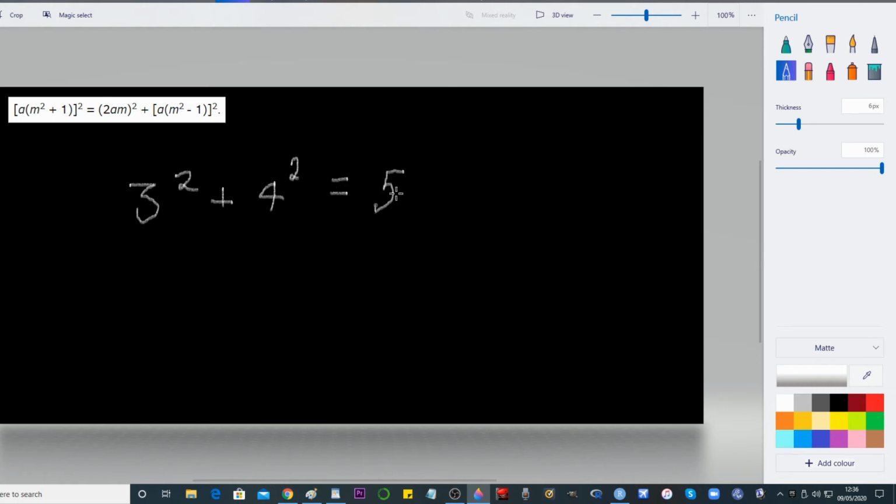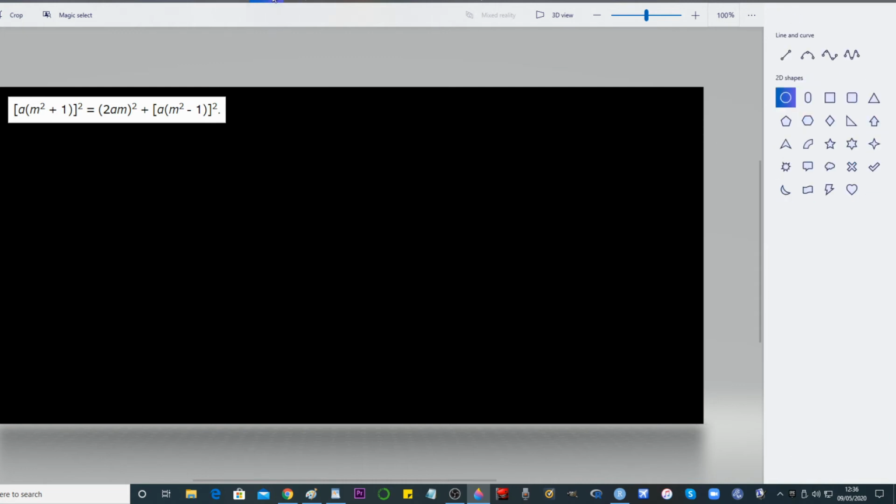So the question is, can you think of 2 ways to visualize this? And the first way, now I don't really know how to use this package here. What is this? Paint 3D. So let's do, you must be able to do lines. Let's do, no, 2D shapes. 2D shapes, oh excellent, right angled triangle.